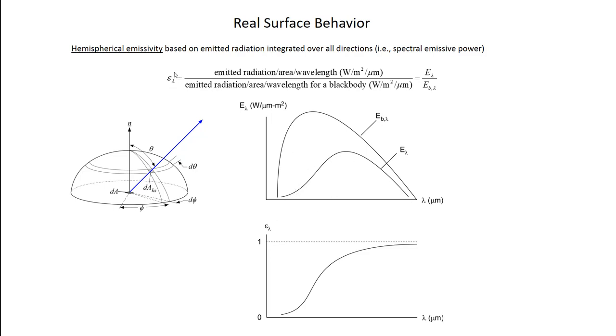The hemispherical emissivity is just the ratio of these two quantities, and it is a function of wavelength, right? So here it looks like the hemispherical emissivity would be pretty low, and then as I move to higher and higher wavelengths, you can see that the spectral emissive power is approaching the black body spectral emissive power, so this hemispherical emissivity is getting higher. So that's hemispherical emissivity.